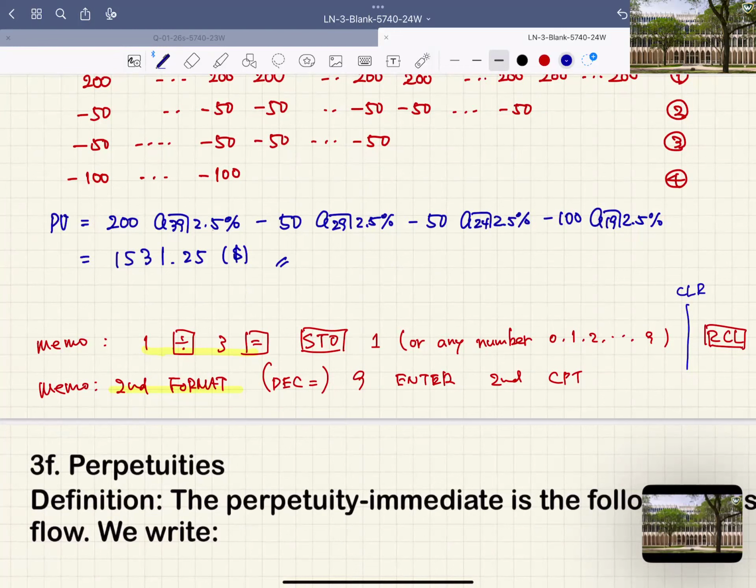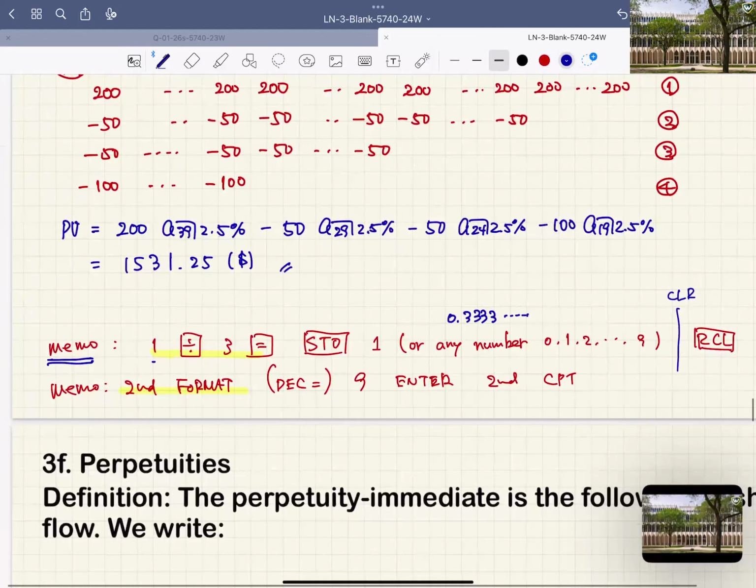Yeah, so here is a memo for storing some numbers in BA2 Plus. So for example, say you want to store the number 0.3333, the 1 divided by 3. You want to save it in BA2 Plus. Then, okay, you can calculate this amount, and 0.3333 appears in your calculator.